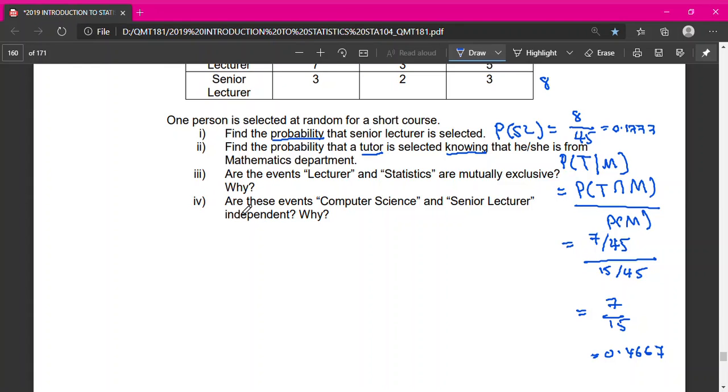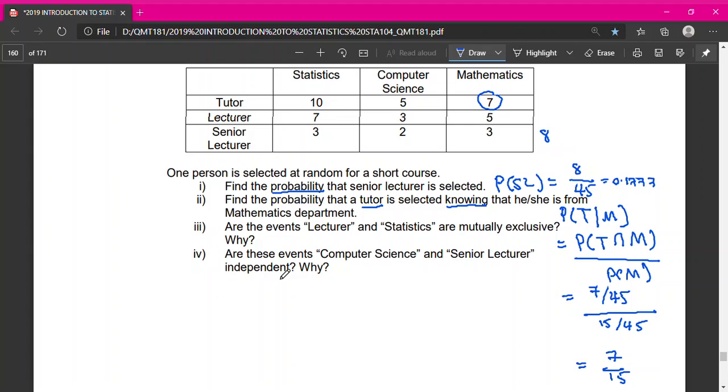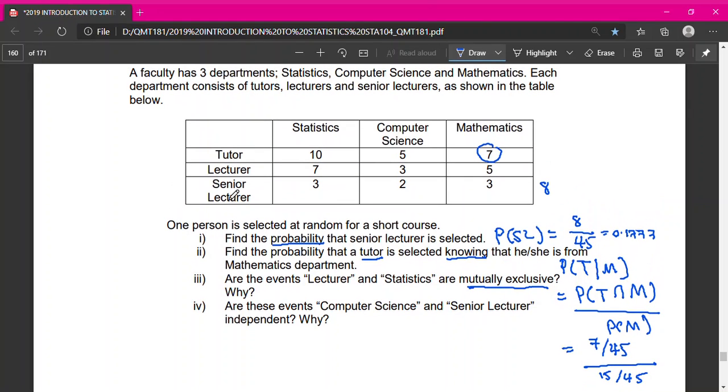Okay, soalan yang ketiga ditanya, are the event, lecturer and statistics are mutually exclusive? Okay, so kalau ditanya soalan mutually exclusive means that you kena tengok sama ada the two event ada intersection ataupun tidak. So, you tengok lecturer, jawatan lecturer dan department statistik. Ada tak intersection between these two? Ada kan? 7. So, means that ada intersection between these two events. So, these two events are not mutually exclusive.